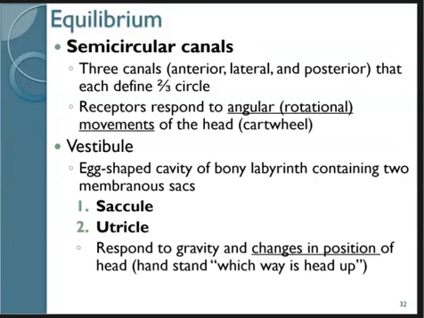Whereas the other part of the equilibrium analysis in receptor containing structures is the vestibule. These are 2 little egg-shaped cavities, the utricle and the saccule. Utricle is closest to our semicircular canal, saccule is a little bit away. And these will respond to gravitational changes. So for example, if we did a handstand, our head's downwards, right? It's the utricle and the saccule which will send that information across.